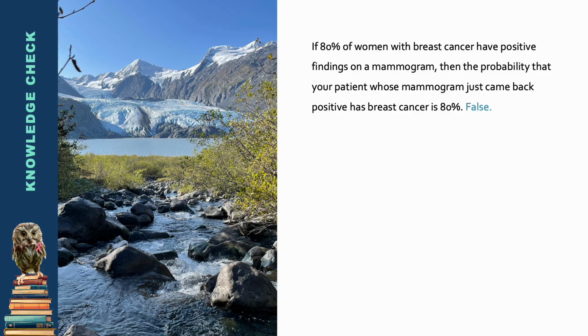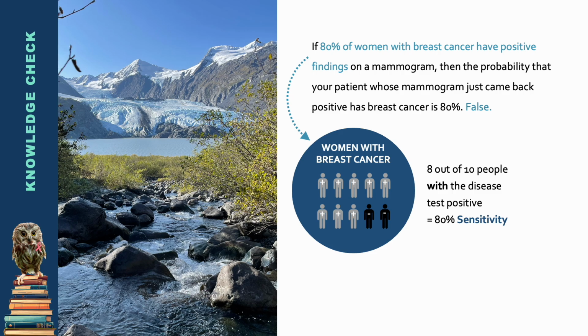After watching this lecture, you should recognize that the probability of someone with a disease testing positive is the sensitivity. But to know the probability that a patient's positive screening test result represents a true positive, that they actually have the disease, requires the positive predictive value, which uses the prevalence in the population.